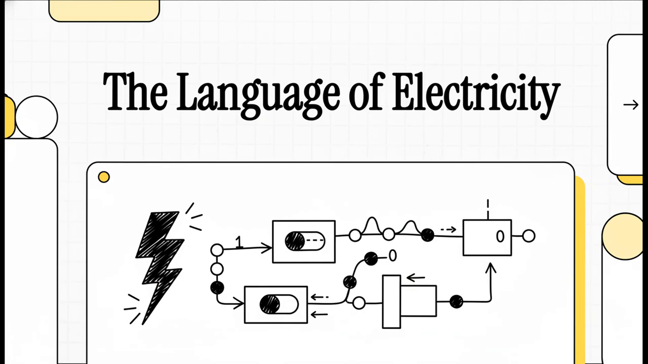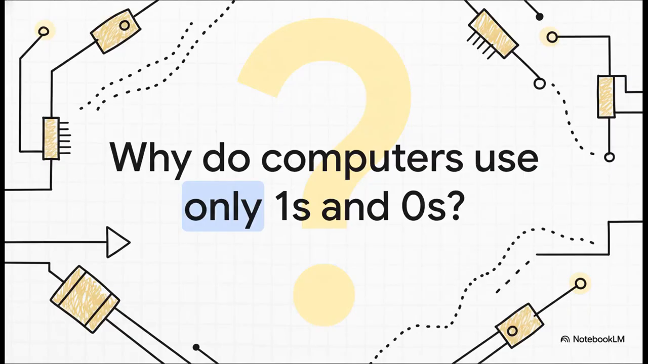All right, let's talk about the language of our modern world. It's not English, it's not Mandarin, it's the language of electricity. You know, it's funny. It's one of the first things we all learn about computers. They run on ones and zeros. But have you ever really stopped to ask why? I mean, why not use all the numbers, 0 through 9, like we do? Why just 2? The answer, it turns out, is way more interesting than you'd think.